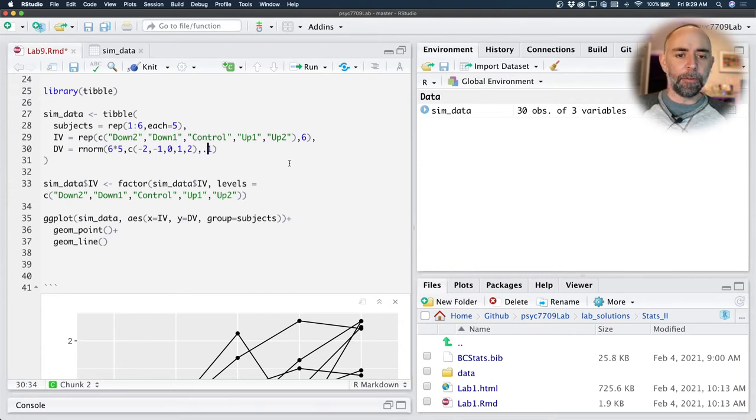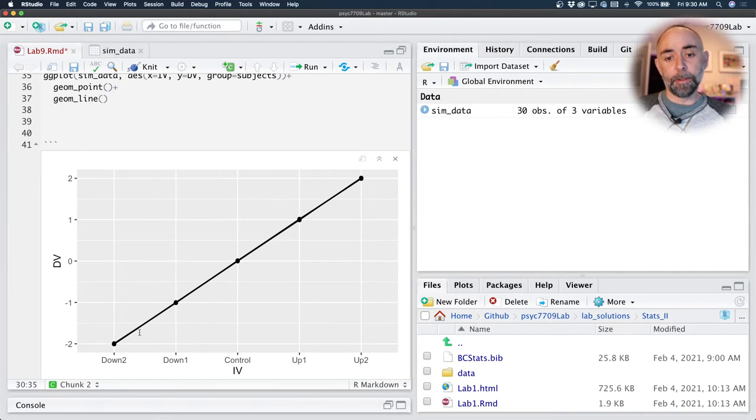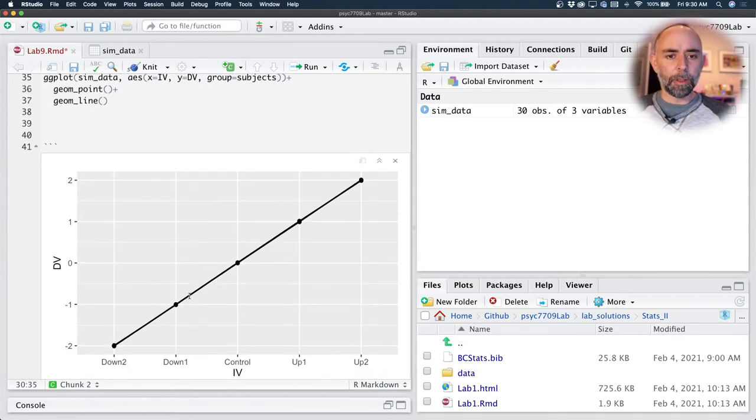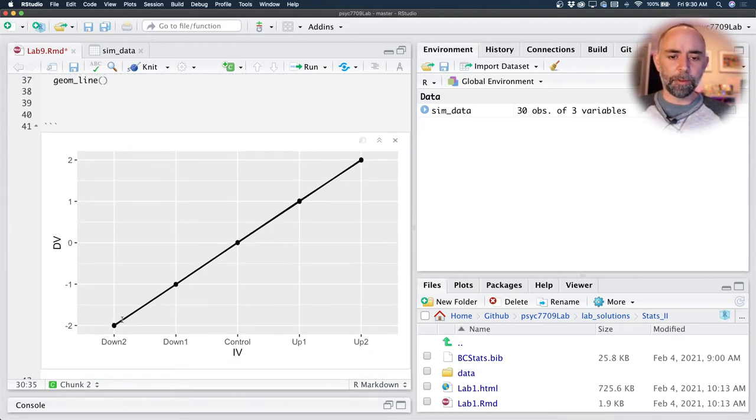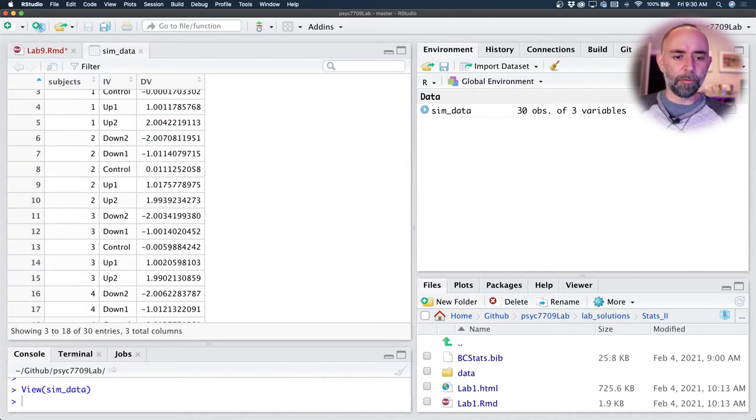Let's make the standard deviation that we're sampling from really small, 0.0, and see what happens when we do this. All right. The standard deviation now is very, very small. We do have data for 6 different subjects here, but it's so close together for each subject that it's just lining right up. We can see that all six subjects in the control condition have a mean of zero. If we were to look at the data, we could see subject one, their value we sampled in the control condition was basically zero. Same for subject two, same for subject three, and so on.